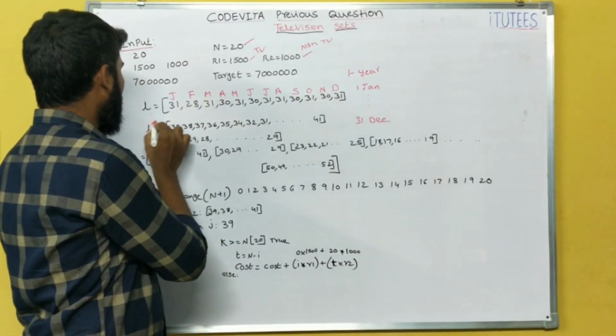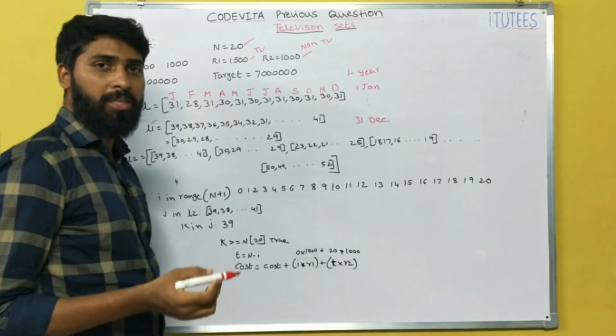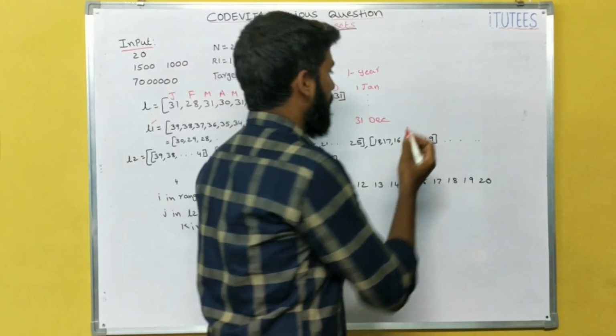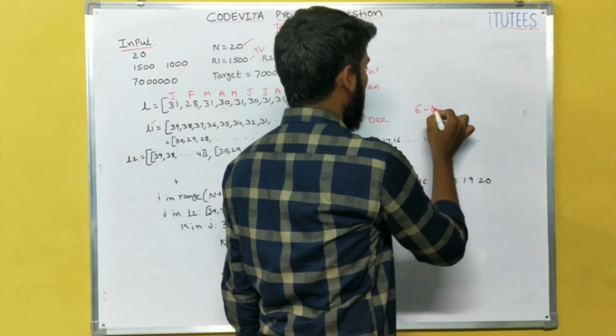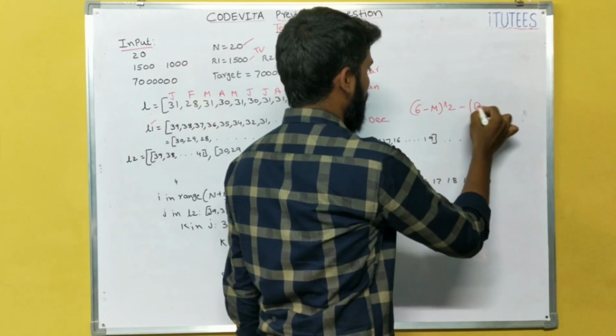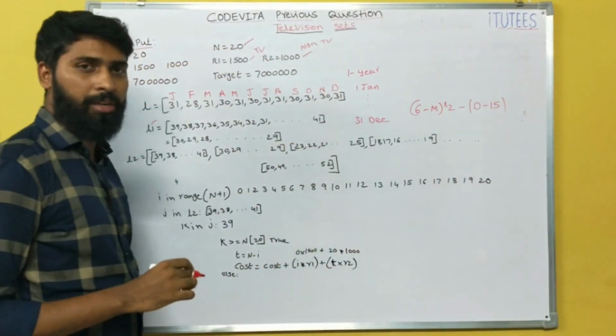So next, in L1 I am going to calculate how many patients come to the hospital, based on the formula. What is the formula? 6 minus m, whole square, minus d minus 5. So this is the formula they have given.